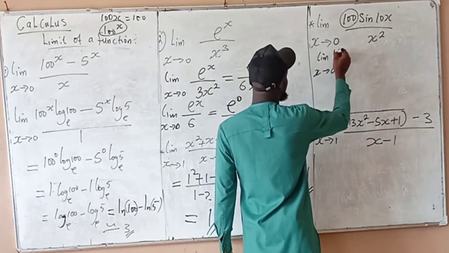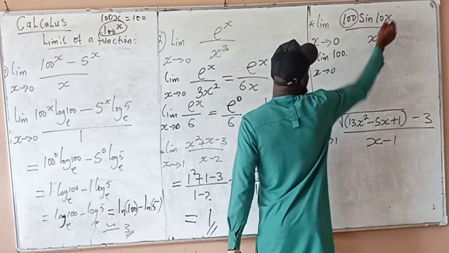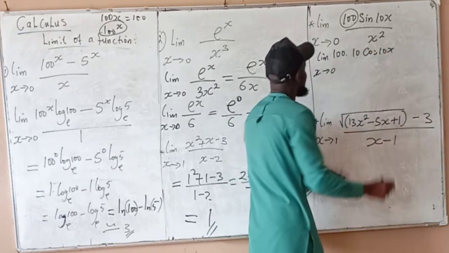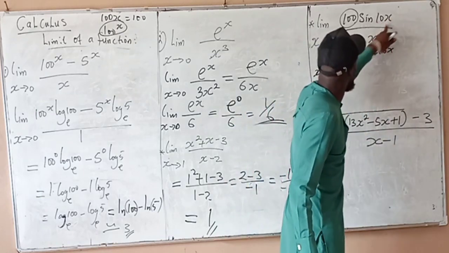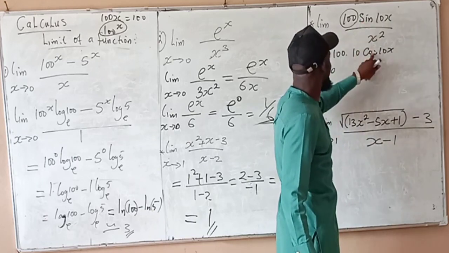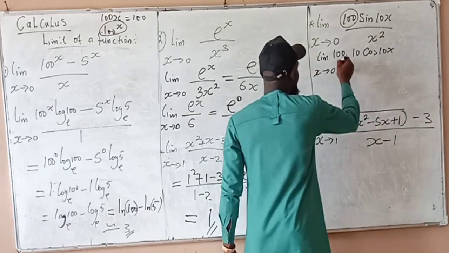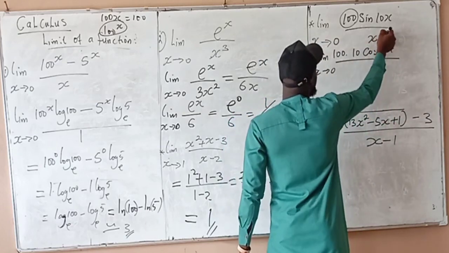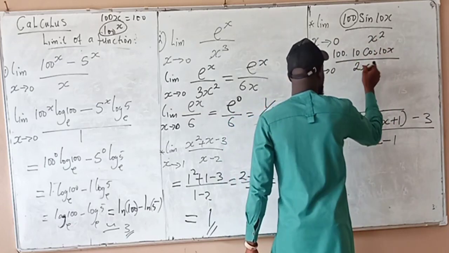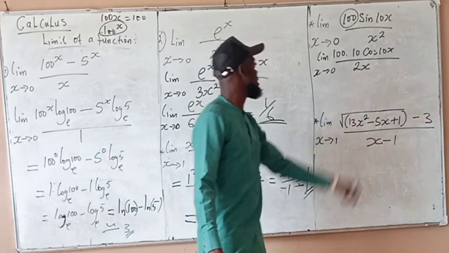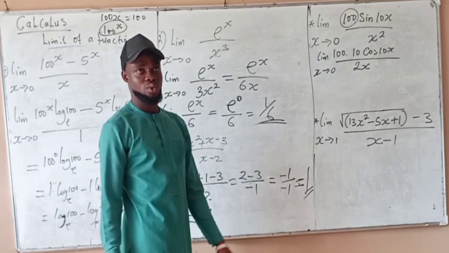Leave the 100 first. Differentiate sine 10x, we're going to have 10 cos 10x. Remember, differentiating 10x, you have 10. Differentiate sine, you have cos, so you use 10x back. Just ignore the 100 first. Then over, differentiating x squared, you have 2x. There's still x in the denominator, and you still put 0 there, that's also 0.